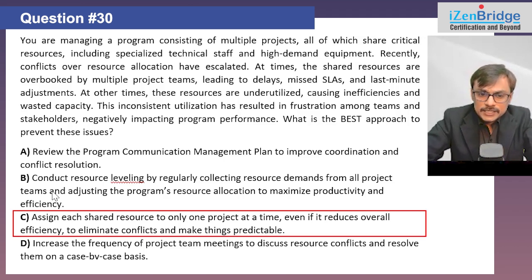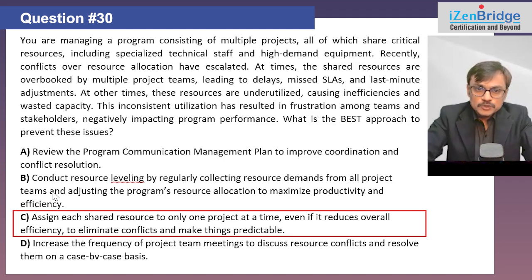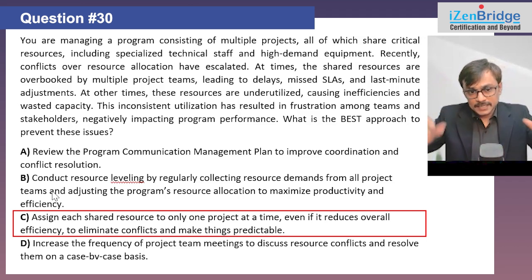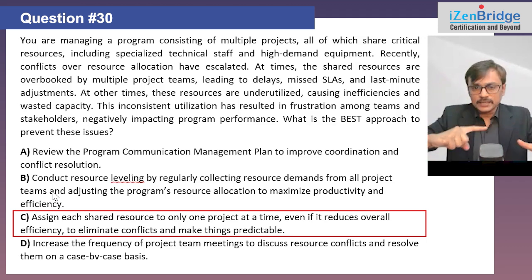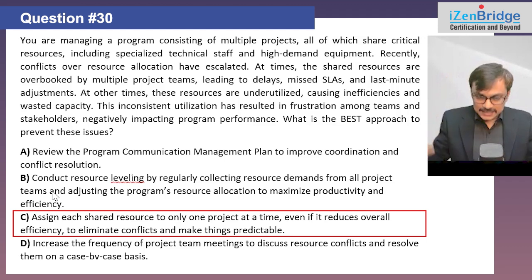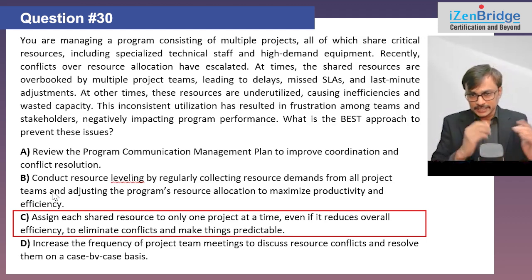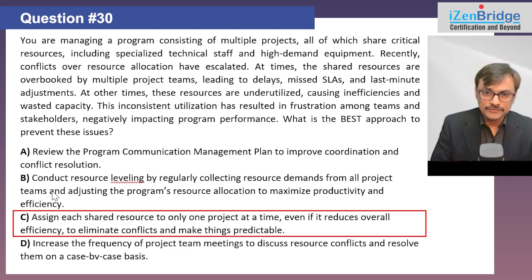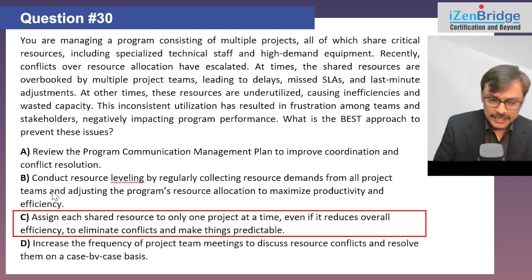Option C, assign each shared resource to only one project at a time, even if it reduces overall efficiency, to eliminate conflicts and make things predictable. So when you think about a pure agile mindset, that will be the answer. But we need to understand that the overall goal of the program is taking care of synergy and shared things. So I can't just get rid of shared resources and say everyone has a dedicated one, because I understand that overall utilization will only increase when we have this synergy and good sharing. So I can't just go with the isolated approach. I need to solve this problem rather than find an expensive way of handling it.